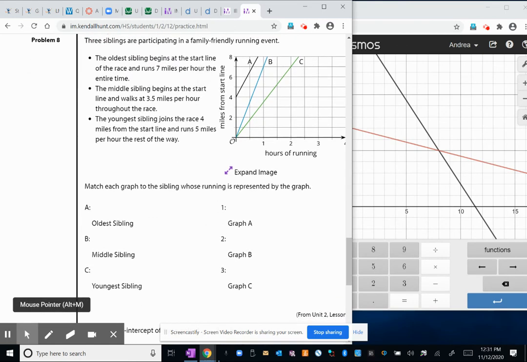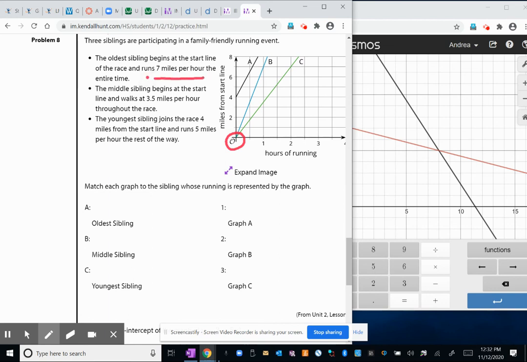And number 8 gives us some hints about different siblings in a family, and they are doing a family-friendly running event. So based off of the clues and what we see on the graph, we are trying to connect each sibling to whether they are graph A, B, or C. So our clue, the oldest sibling begins at the start line. So the start line would be down here, and I notice there's 2 siblings at the start line, but they run at different paces.